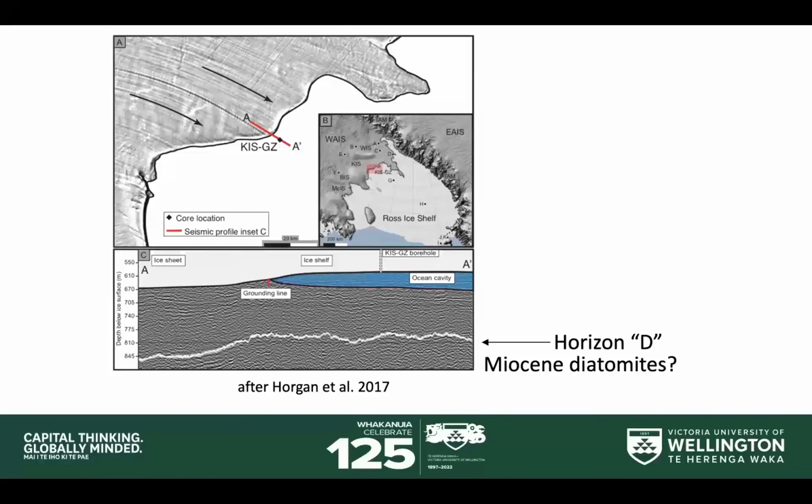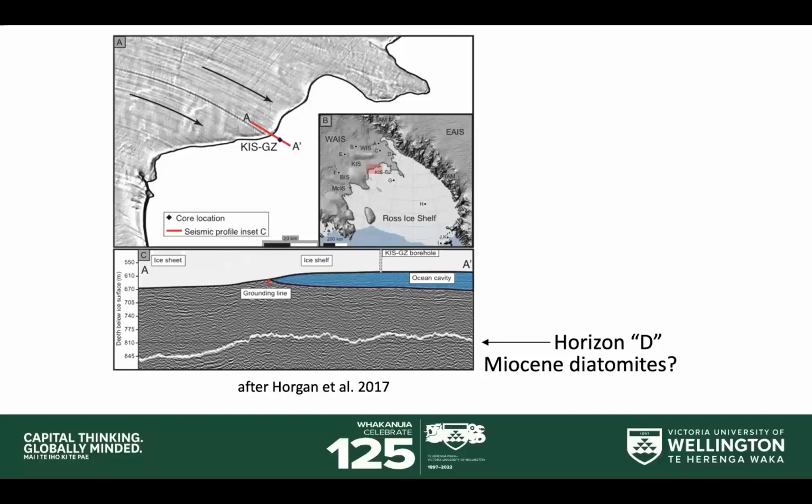Horgan et al. have done a seismic line across the Kamb Ice Stream grounding zone. And they found this quite bright reflector, horizon D, which is shown in the bottom image. Everything above horizon D has been looked at, and no in situ diatomite has been found there. So we suspect that the diatomite must be lying below this, and then, as I said, outcropping somewhere underneath the West Antarctic ice sheet.